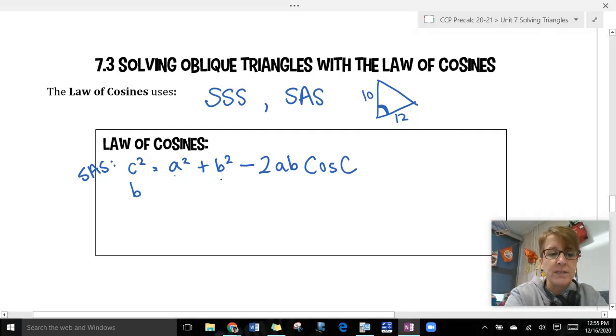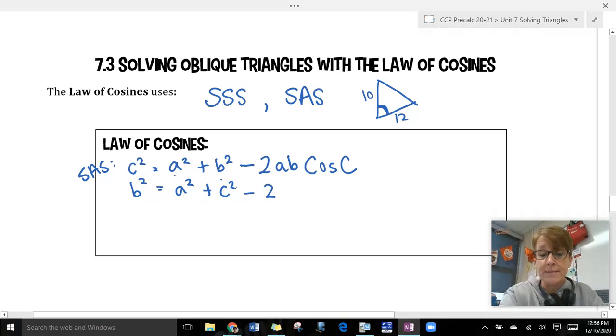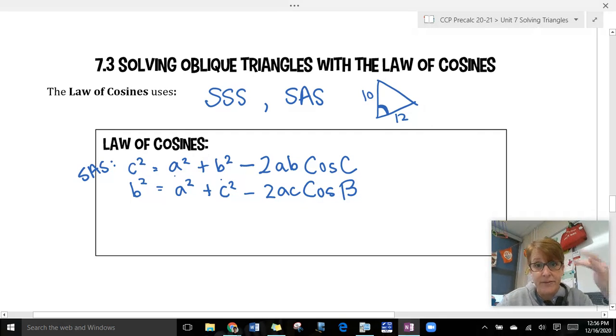So if I want to solve for side B, but I've got A and C, I can do a squared plus c squared minus 2, same letters, A and C, and then the angle would be the one that I started with, which is angle B. That writing is horrible, but it's because I've got my video up and my screen's up.